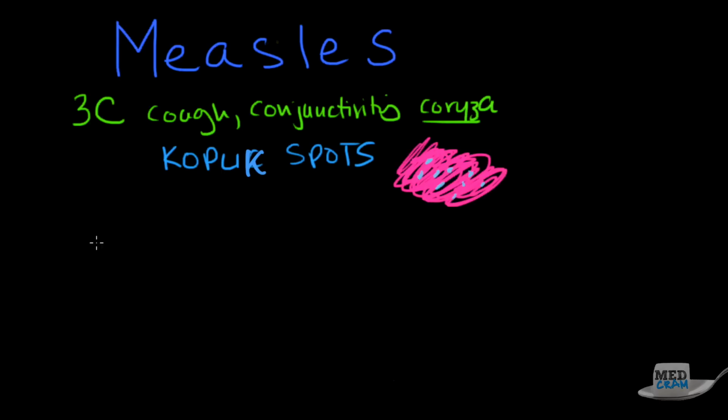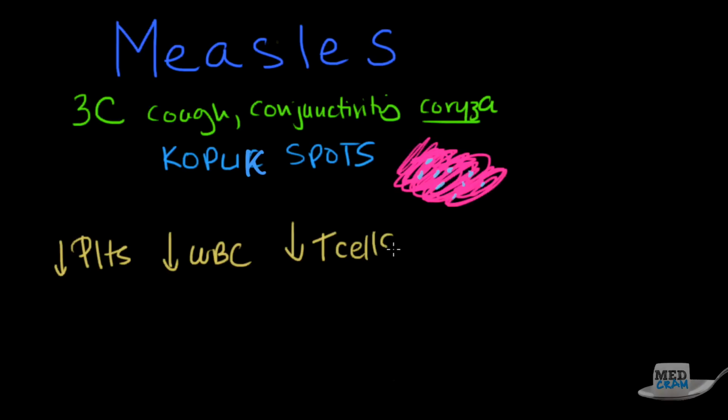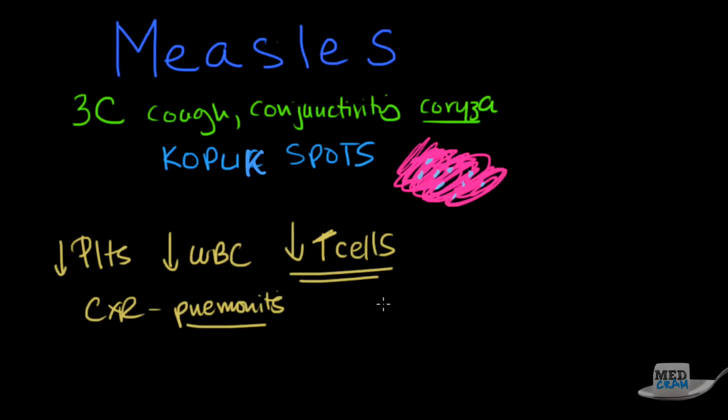So, it's very non-specific, but you'll see platelets low. You'll see low WBCs occasionally. Specifically, you'll see low T cells. And this can sometimes be a problem in patients who are immunocompromised. They can sometimes get flares of, for instance, tuberculosis or other T cell mediated diseases that measles would cause because they reduce the T cells. Sometimes on a chest X-ray, you might see a pneumonitis, so inflammation of the lungs.